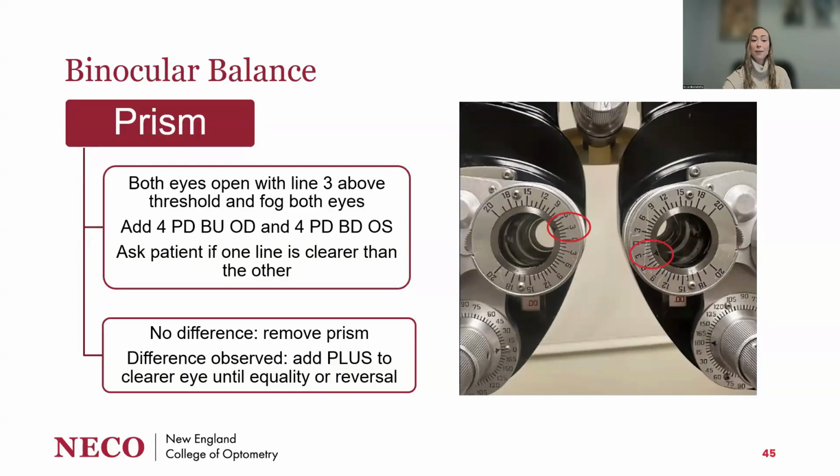Then you will ask the patient if one line looks more clear than the other. Make sure you tell them it may not look as bright as the other, but focus on which one's specifically more clear. If there's no difference, they can go ahead and remove that prism. If a difference is observed, you'll go ahead and add plus to the clearer eye until they report they're equally blurry or if reversal occurs.